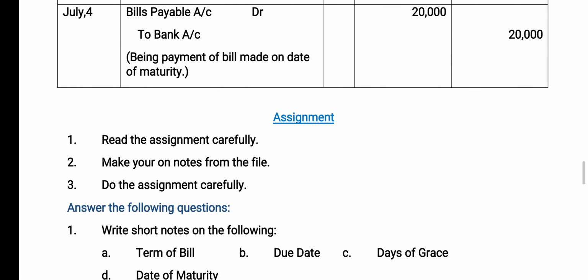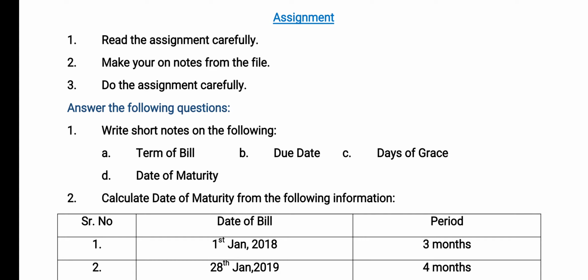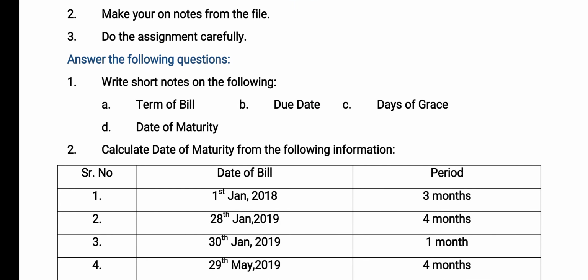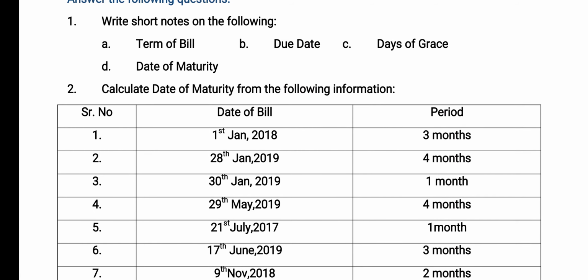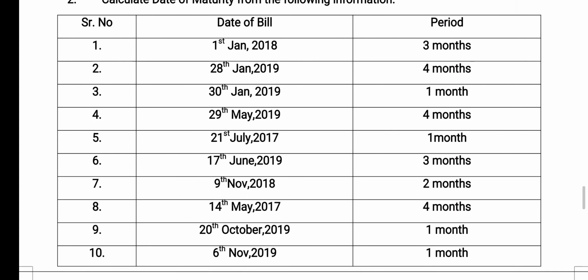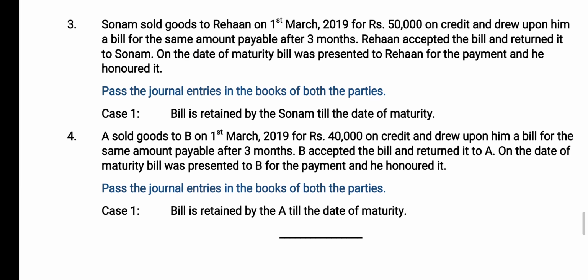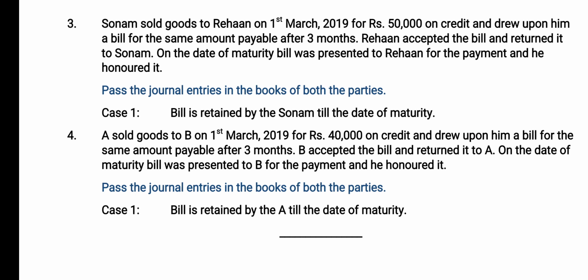So I have given you an assignment. Please go through the video, read the assignment carefully, make your notes, and then do the following question, in which you have to find out the date of maturity, and you have to do the same as in case 1. The statement is changed, but first of all you will find out who is the drawer and drawee, and then do the entries in the books of both.